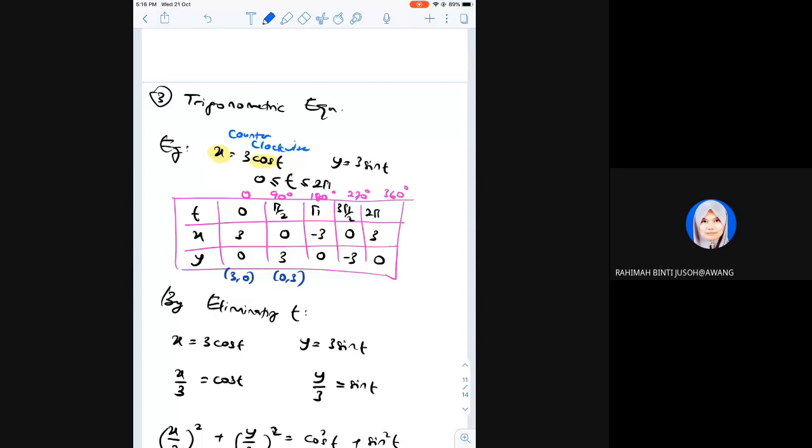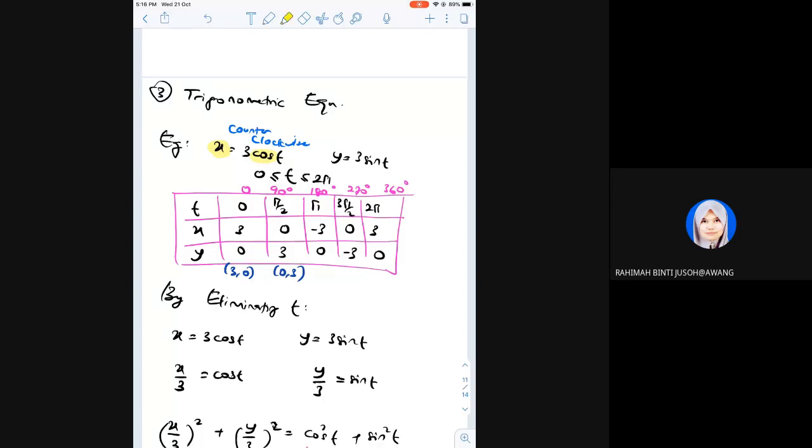Lawan arah jam. You ingat satu je. Kalau x tu adalah cos, dia automatic counterclockwise, dengan syarat dua-dua positif. Dua-dua ni positif. Positif 3, positif 3 kat sini. Kalau dia negatif, jadi lain.